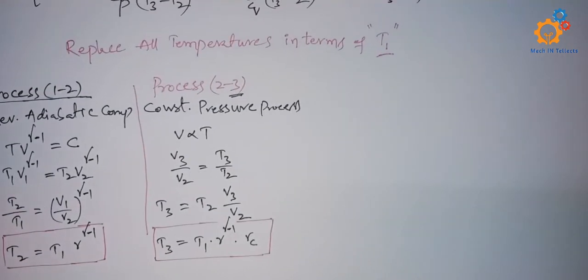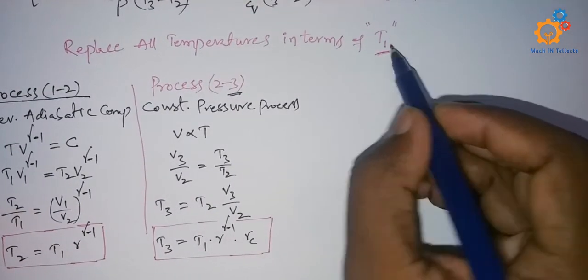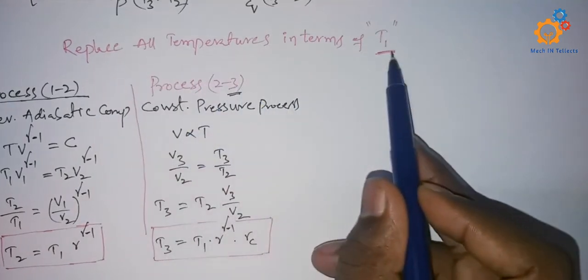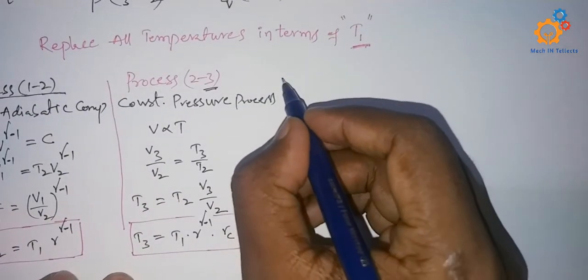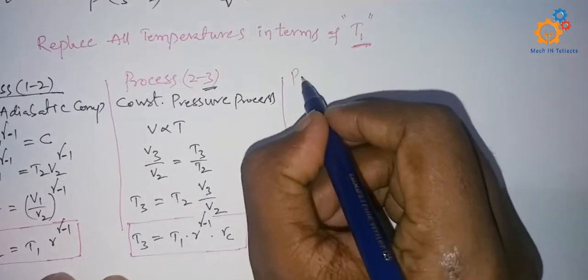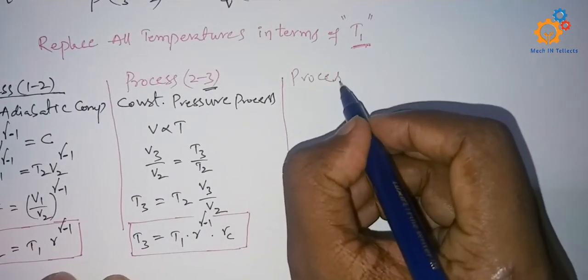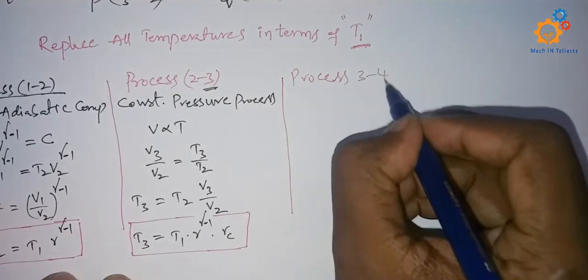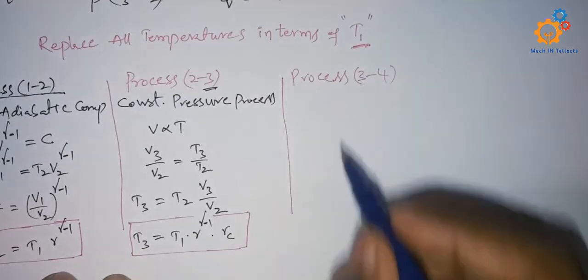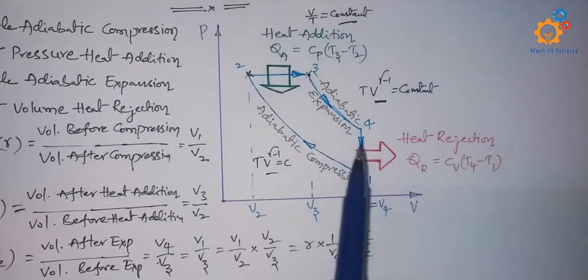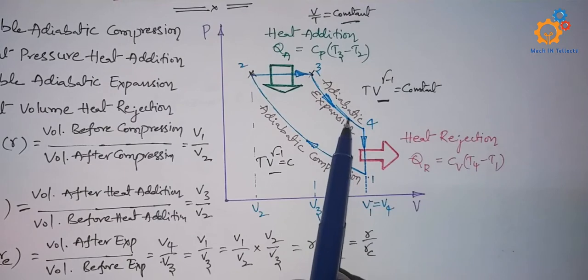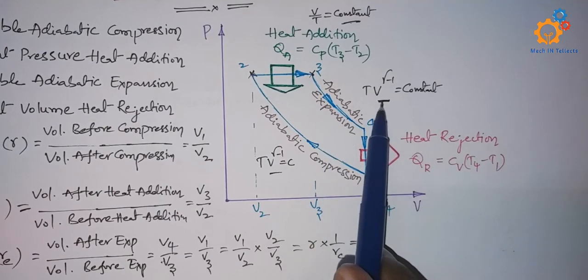I'm just following this rule: I'm replacing all temperatures in terms of T1. I got T2 in terms of T1. In the second step I got T3 in terms of T1. Now I will move to the third step, where I will replace T4 also in terms of T1. What is process 3 to 4? Process 3 to 4 is reversible adiabatic expansion. This is also adiabatic, so I will use this relation.